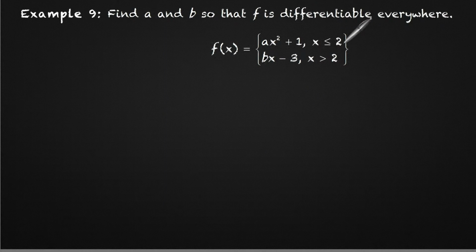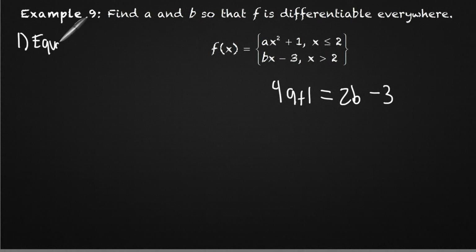So the first thing that has to be true is if this function is going to be differentiable everywhere, it must first be continuous everywhere. So we have to make sure that these two functions have the same y value when x is plugged into them. So we take our 2, plug it in for x, and we get 4a plus 1. That must equal, when you plug in 2 for x, 2b minus 3. So the equations must equal each other. And that is going to make it continuous everywhere.